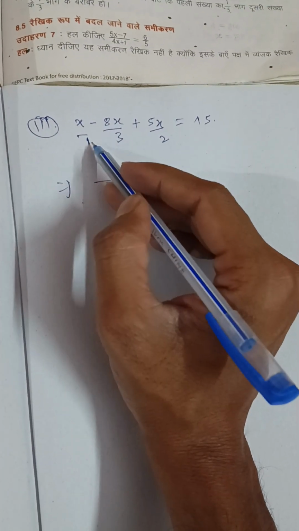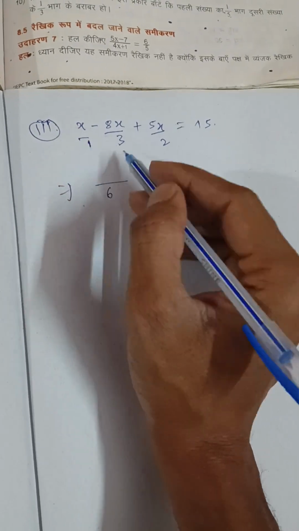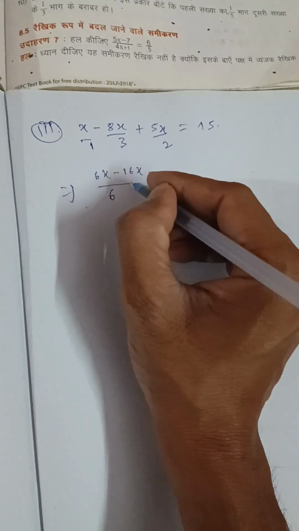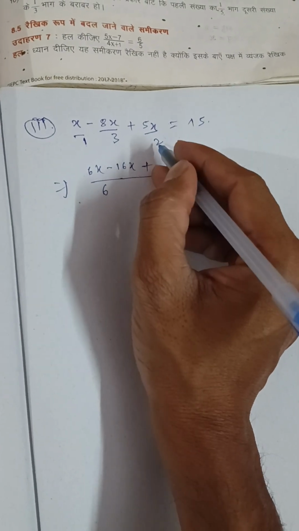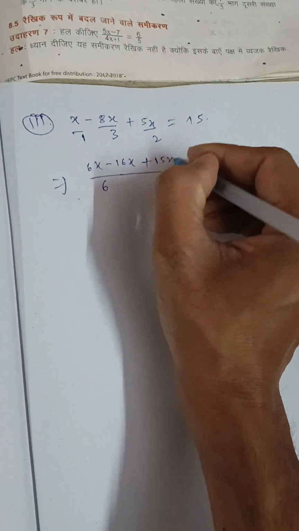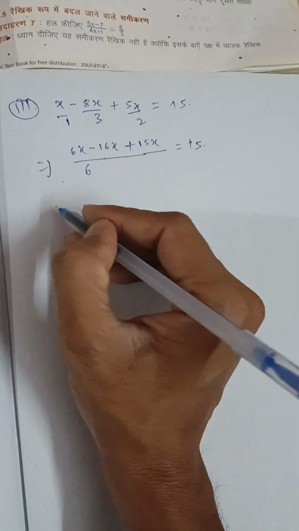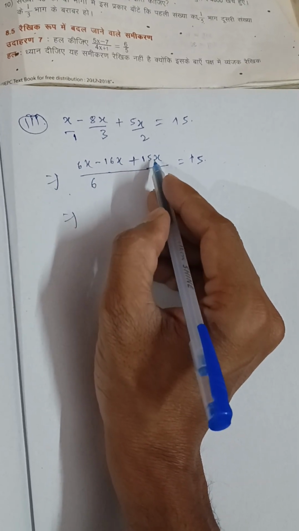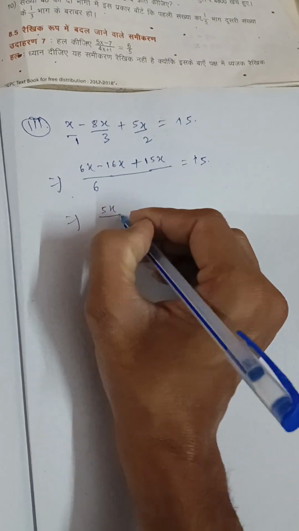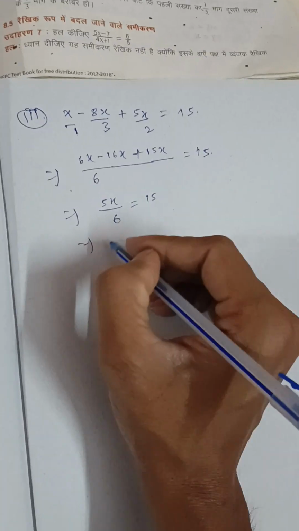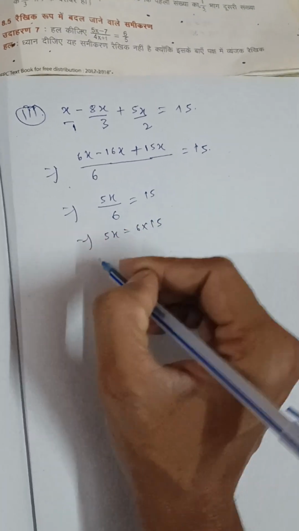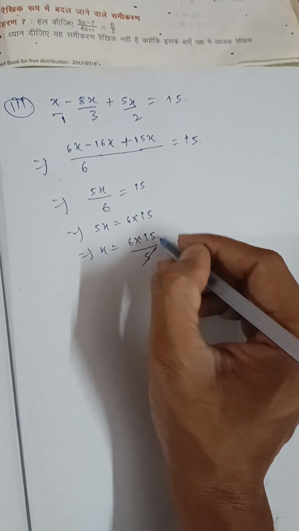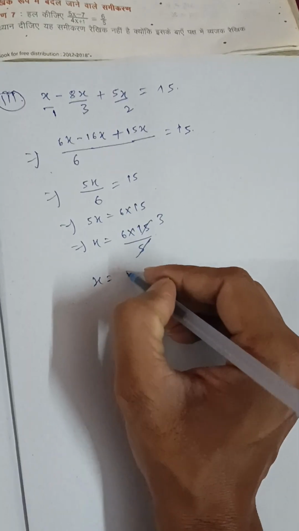So 6 divided by 1, so it's 6 into x, 6x minus 6 divided by 3 equal to 2 into 8x equal to minus 16x plus 6 divided by 2 equal to 3 into 5x, 15x equal to 15, and 6 minus 16x equal to minus 10x, and minus 10x plus 15x equal to 5x. 5x divided by 6 equal to 15, and 5x equal to 6 into 15, and x equal to 6 into 15 divided by 5. 15 divided by 5 equal to 3, and x equal to 6 into 3, that is 18.